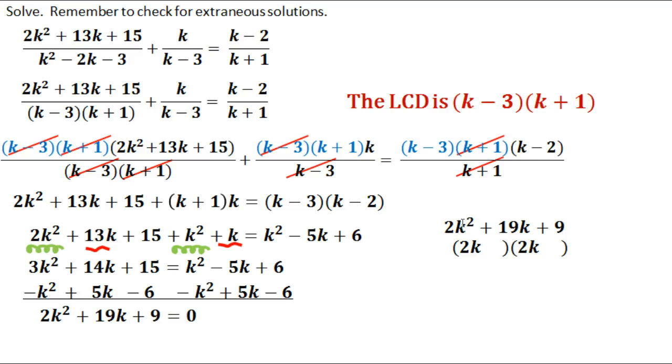We'll do that as part of the process. But the next move is we've got to figure out what goes here and here. We've got to figure out two numbers. The way we do that is we multiply our a value times our c value. So this is 2 times 9. 2 times 9 is 18.